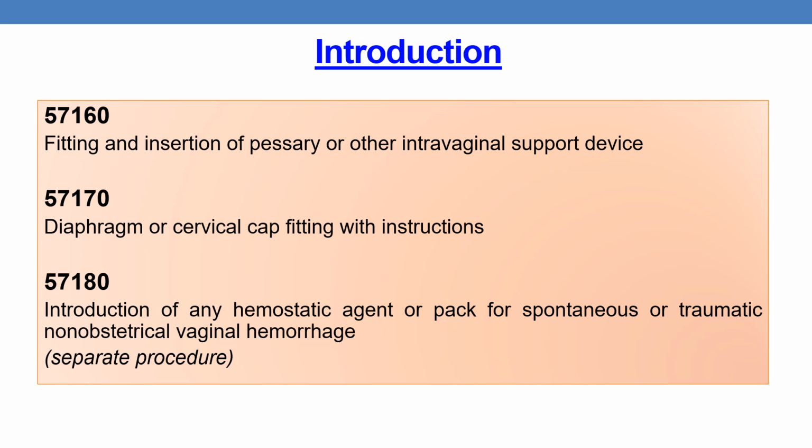The next is 57160. Fitting and insertion of pessary or other intravaginal support device. The next is 57170. Diaphragm or cervical cap fitting with instructions. The next is 57180. Introduction of any hemostatic agent or a pack for spontaneous or traumatic non-obstetrical vaginal hemorrhage.